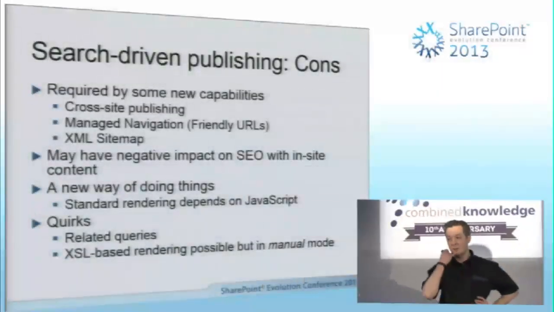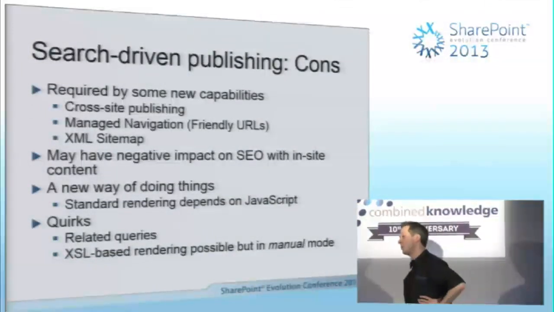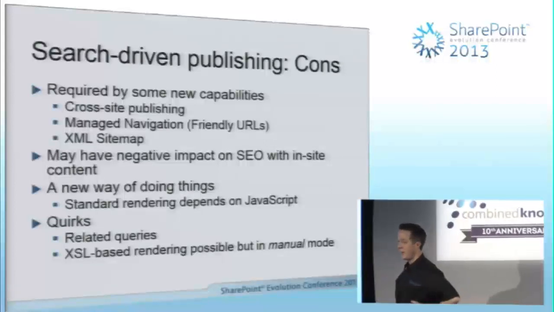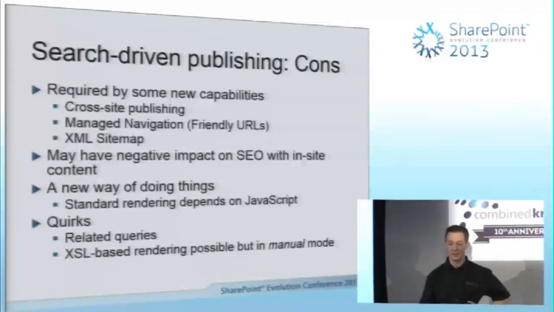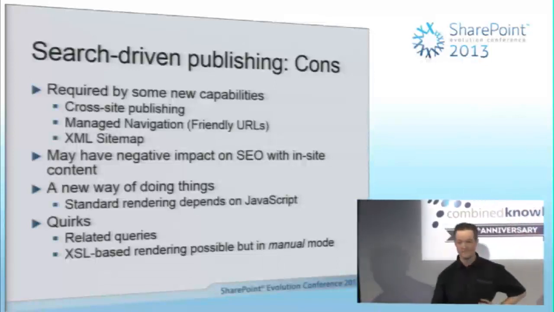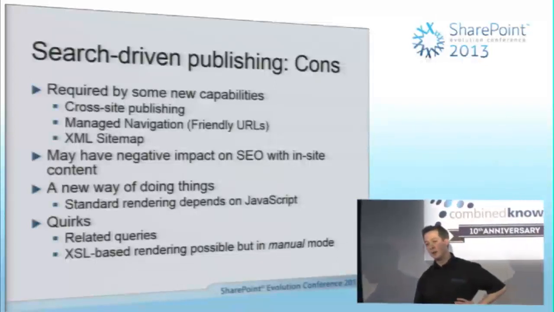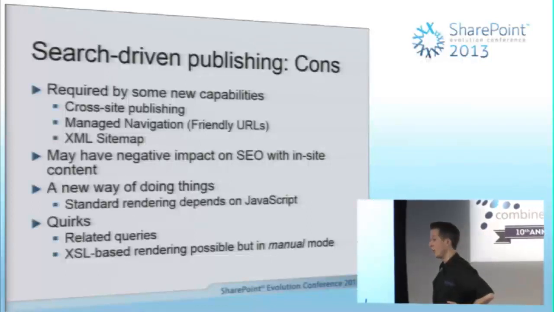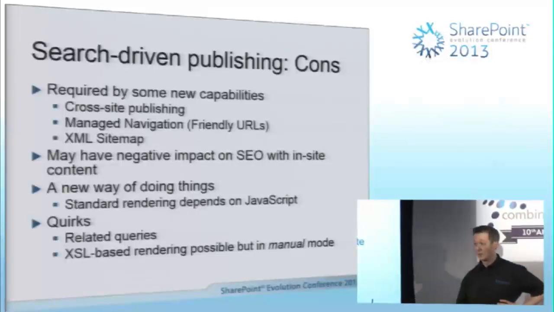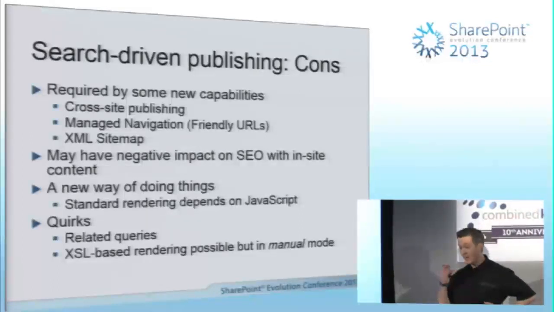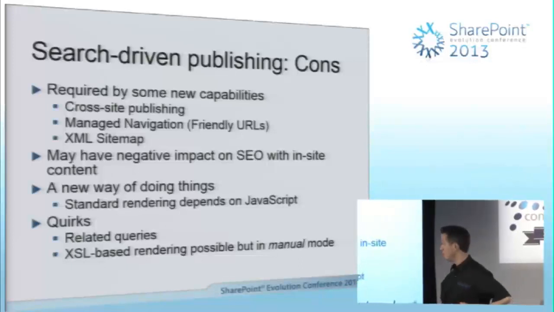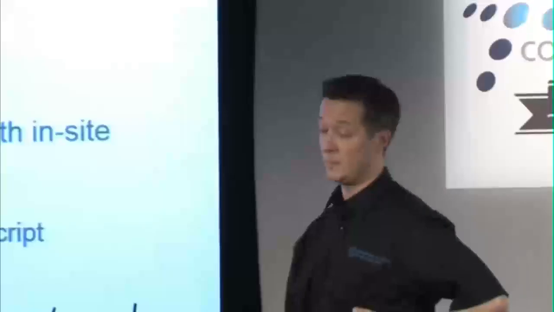So even though search-driven publishing offers us some great benefits, there are a few things that you should keep in mind when planning and designing new public-facing websites. As I've already mentioned, there are some features or capabilities, if you like, that require search-driven publishing to work at all. Those are, for example, cross-site publishing, managed navigation, or XML sitemap. No search, none of those guys is going to work.